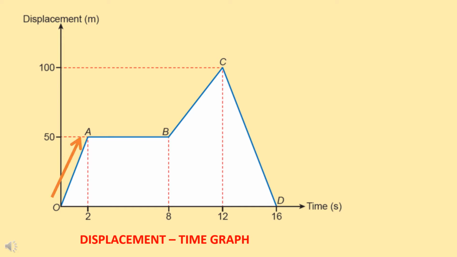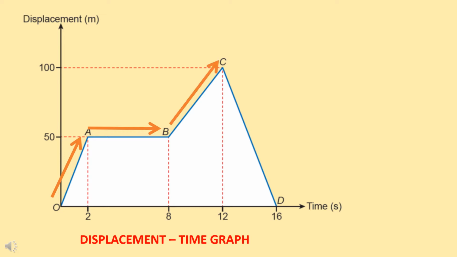Line OA shows the boy moves 50 meters from the starting point with uniform speed. The gradient is positive and uniform. At line AB, the boy was at rest from the second to the 8th second. The gradient is 0.